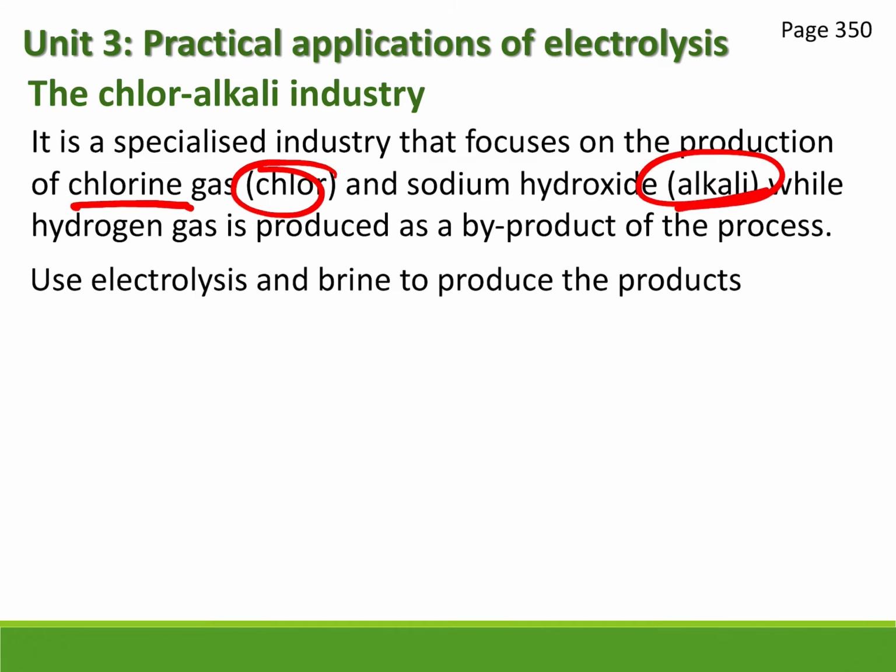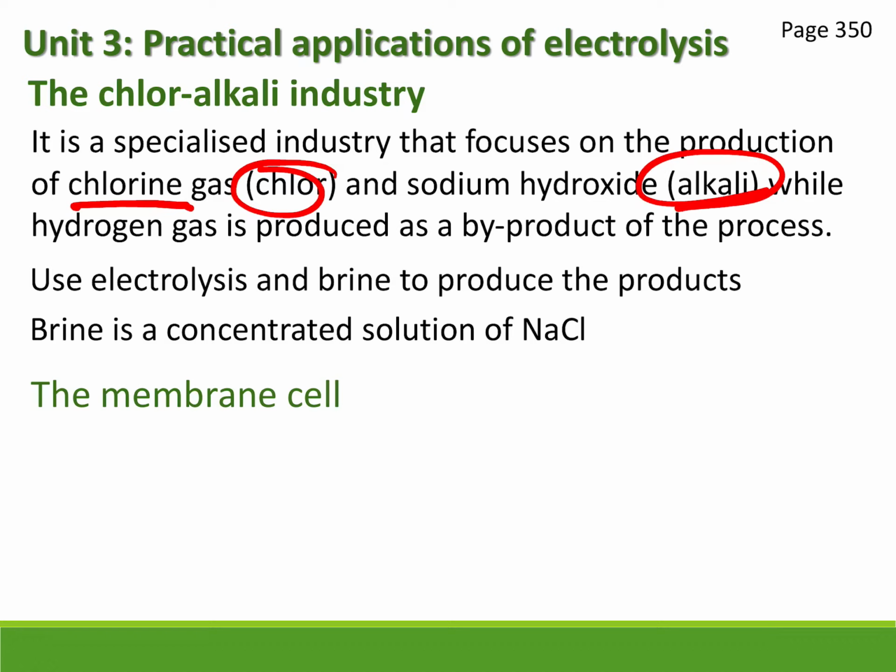We use electrolysis and we use brine. Brine, of course, being a concentrated solution of sodium chloride. We do not use seawater because there's too many impurities in it. Okay? What we do use is the membrane cell. The membrane cell is the only cell that is legally allowed to be used anywhere. The first two cells that were made, the first one was a diaphragm cell. The diaphragm cell has asbestos in it, and the other one was a mercury cell, which of course has mercury in it, neither of which are good for us.